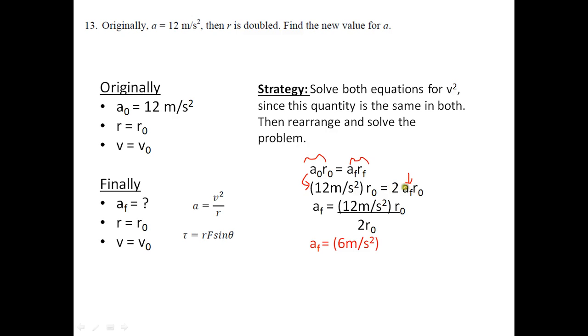And we're told that the radius becomes 2 r naught. I just put the number in front of it, but it's supposed to say 2 r naught here, just to make the equation look cleaner.